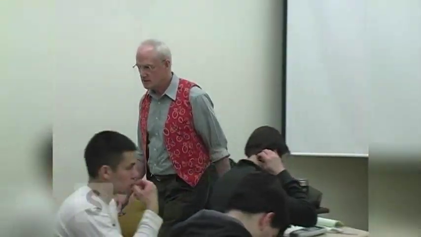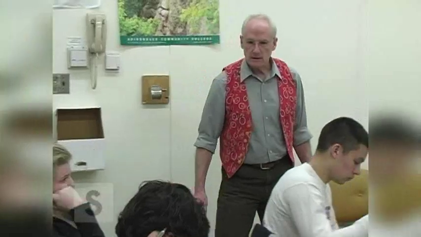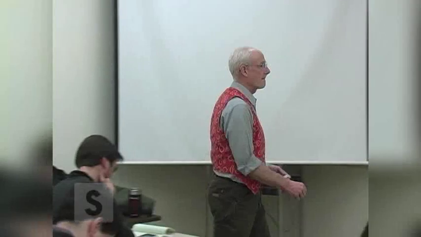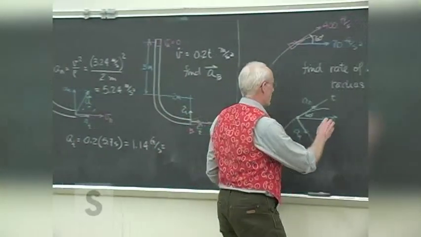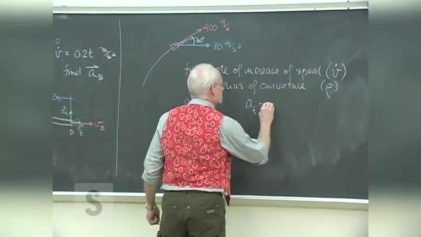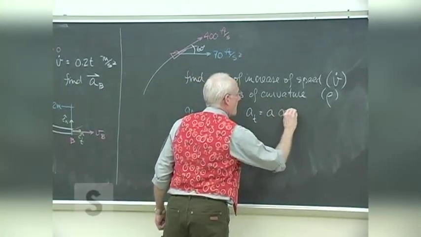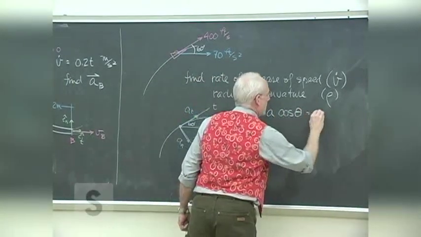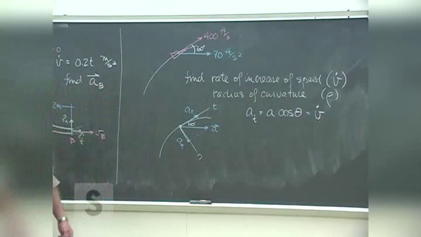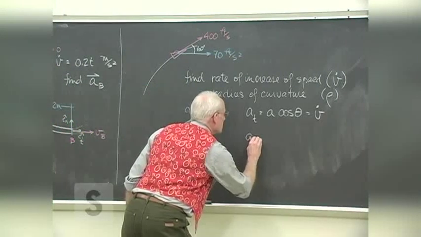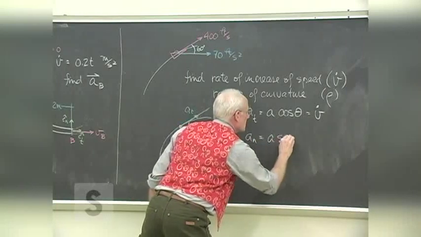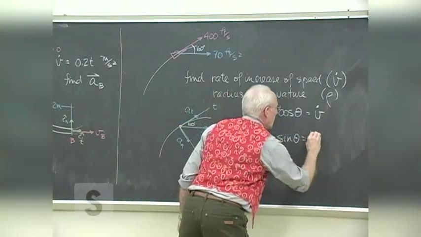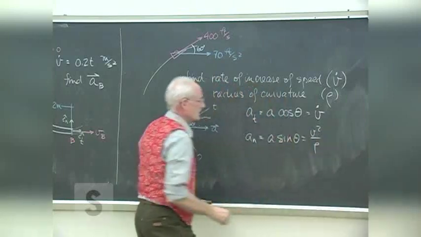Right, everybody okay? Getting a start? Looks good. Trigonometry. So the tangent one's very easy. The normal one's just as easy. And that gives us the radius of curvature then.